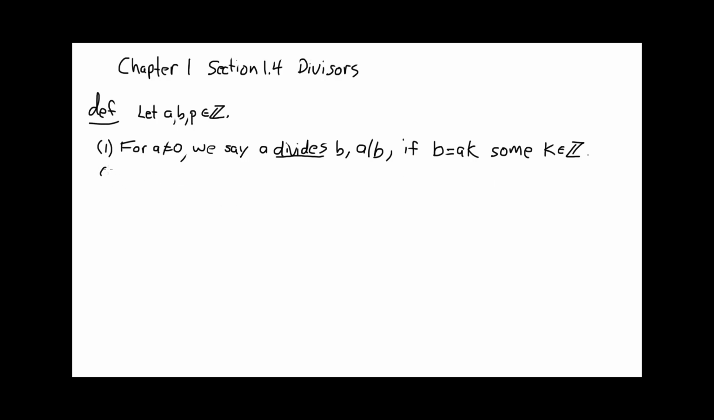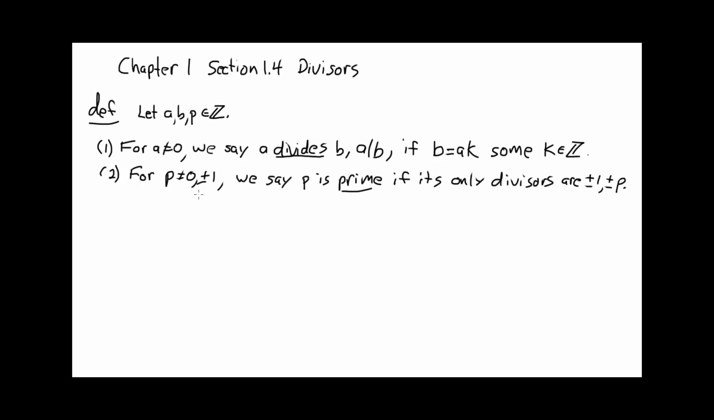Number 2 is the definition of primeness. We exclude 0 and plus or minus 1 here, so that we say p is prime if and only if its only divisors are plus or minus 1 and plus or minus p. We exclude 0 because it's not really so useful when you're factoring things, and plus or minus 1 are excluded mostly just for a technicality.